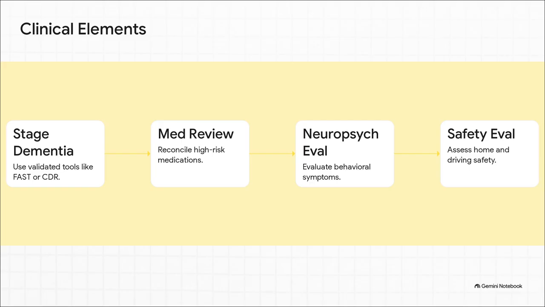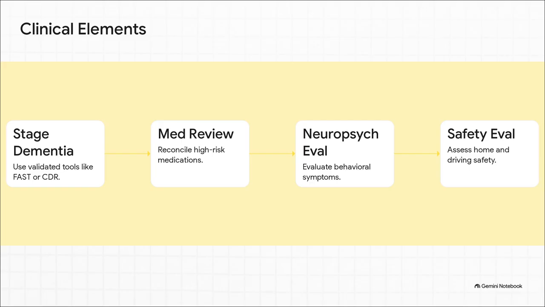Element 5 is a strict, no-nonsense medication reconciliation. You're specifically hunting for high-risk meds or psychoactive drugs that might actually be making the cognitive decline worse. Then, Element 6 requires you to evaluate neuropsychiatric and behavioral symptoms, things like depression or anxiety, using standardized screening tools.